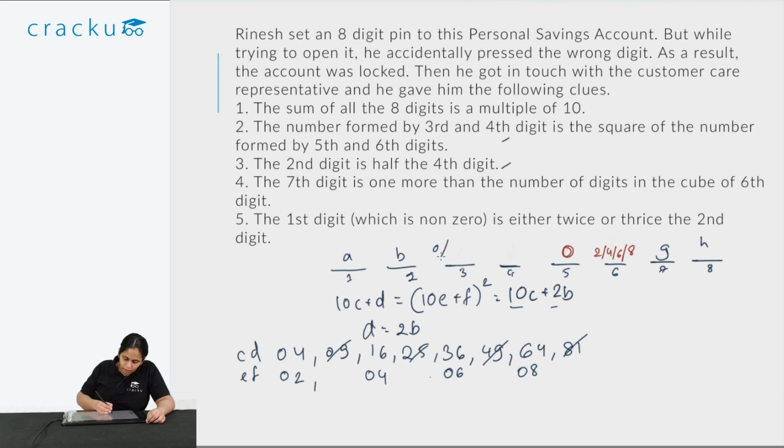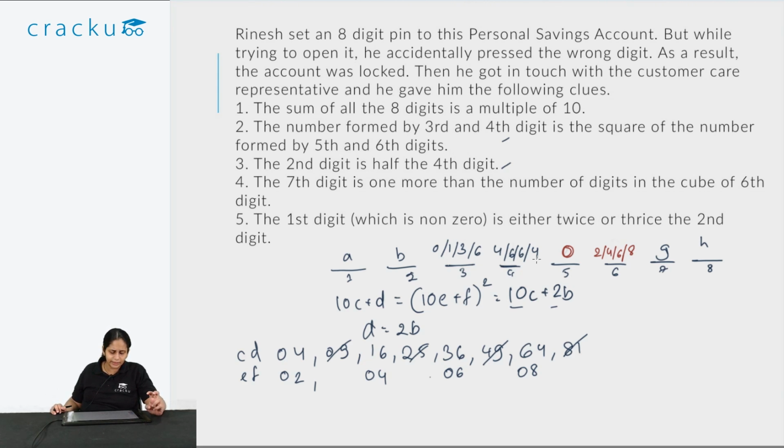So C would be 0 or 1 or 3 or 6. Okay, and corresponding values of D are 4, 6, 6, 4. Okay, so D can be 4, 6, 6, 4. So the way to read this is this is 04, 16, 36, 64 when values of EF are 02, 04, 06, 08. Okay, so these are the possible combinations for the digits 3, 4, 5 and 6. So I found at least some cases for 3, 4, 5, 6.